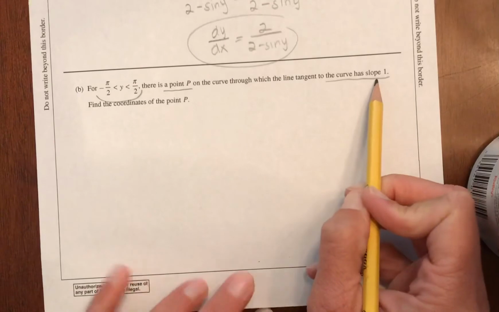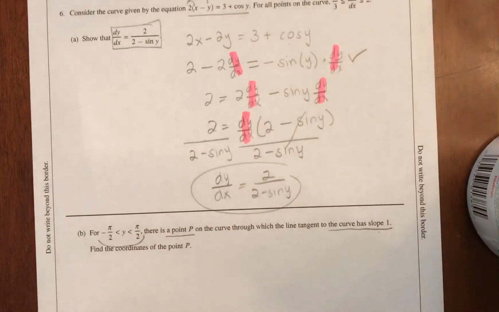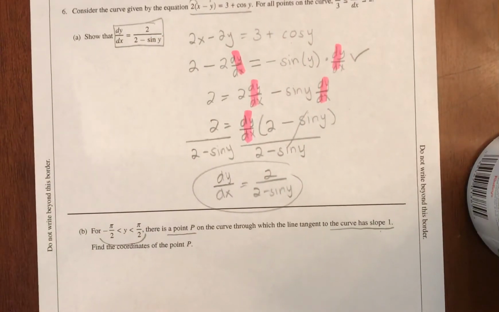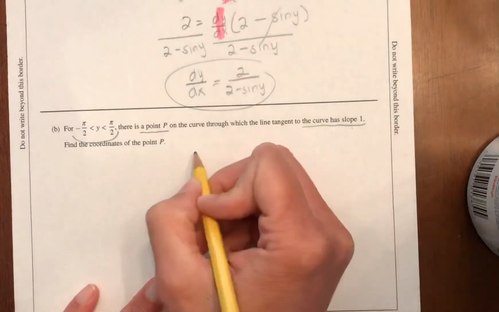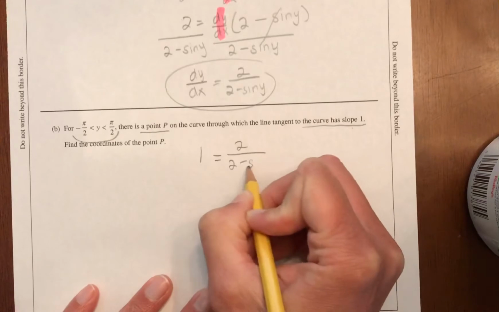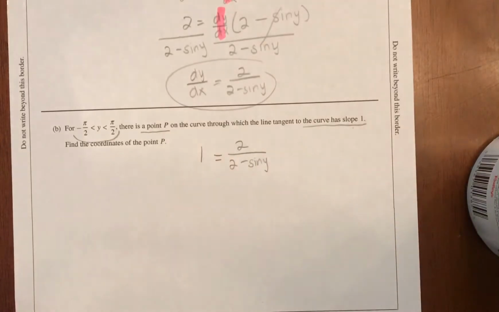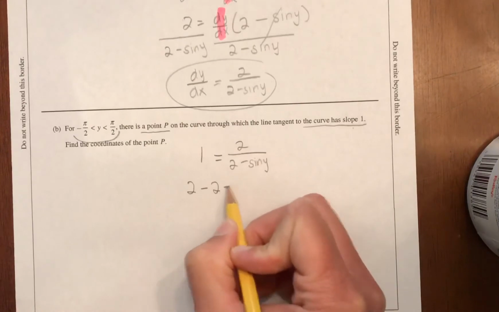So I'm going to start here where it told me the slope was 1, because I know I have this equation for the derivative that will determine slope. So I'm going to start there to decide what the x and y values need to be at that point. So dy/dx, which is now 1, is 2 over 2 minus sine of y. So now we're going to solve this equation for y. I'm going to multiply both sides by 2 minus sine y.